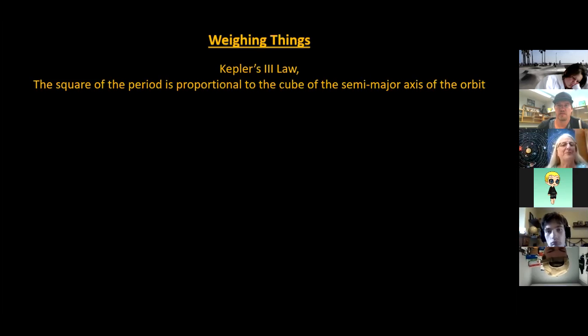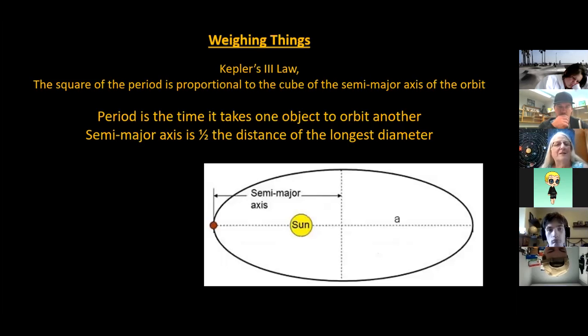What does that mean? The period is the time it takes an object to orbit around another object. The semi-major axis is half the distance of the longest diameter. All orbits are elliptical, so an orbit has a long diameter and a short diameter. Semi-major is half the distance of the long one.